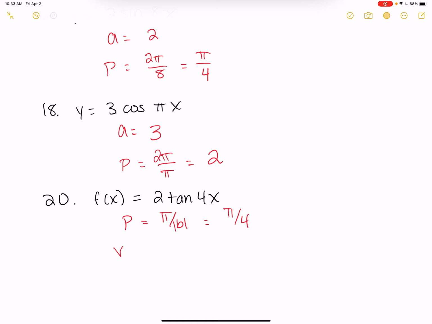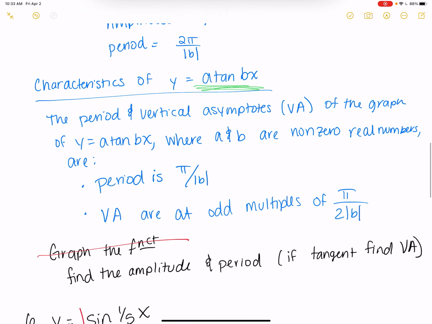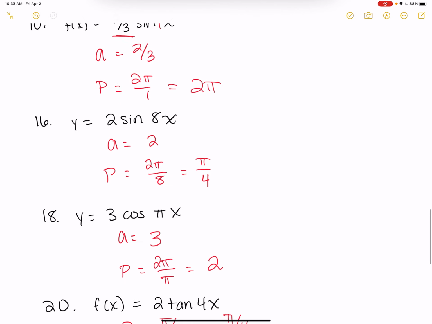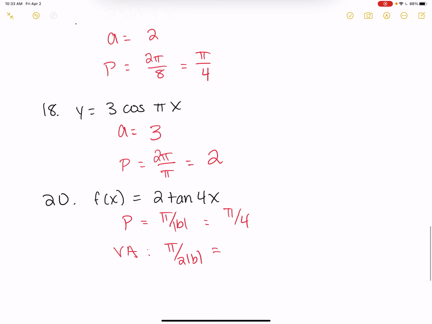Okay, the vertical asymptote, just to refresh, going back up to our formula, it's at pi over 2 times the absolute value of b. So in this case, we've got pi over 2 times 4, which is pi over 8.